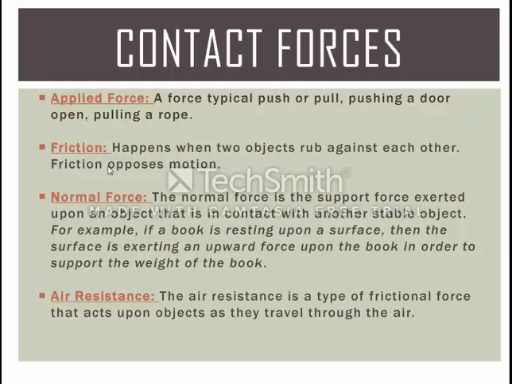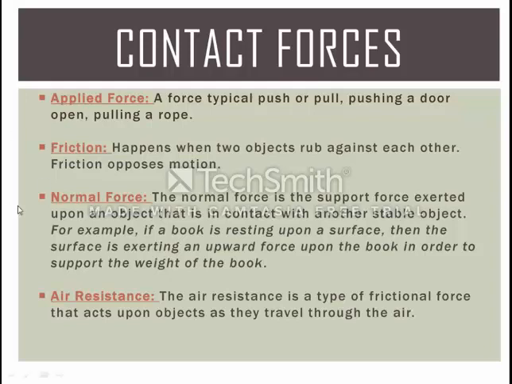Like when we ride a bicycle and suddenly we don't pedal the bicycle, after some time the bicycle gets stopped. Why does the bicycle get stopped? Between the tire and the road a force is acting which is always opposing the motion. That force is nothing but friction force. So friction always opposes the motion, and it is a type of contact force.